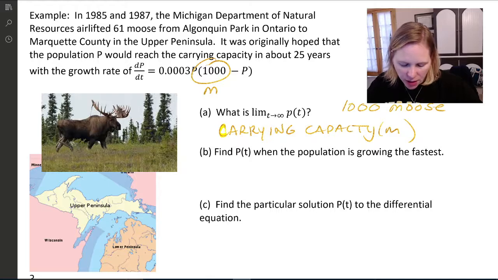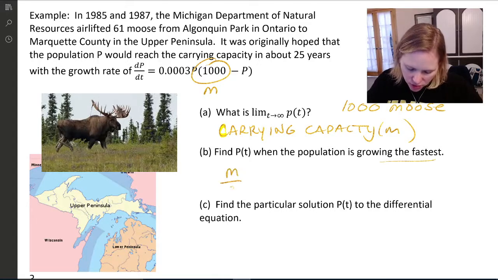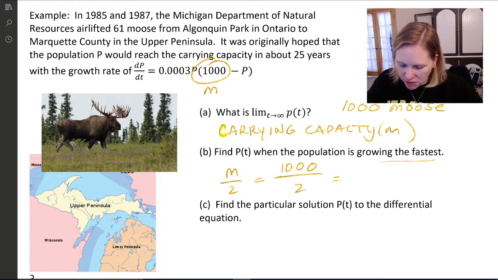Question B, find the population when the population is growing the fastest. That's M over 2. Half of 1,000, that's going to be 500. So the population when the rate is the highest is halfway. You're halfway to your max, right?